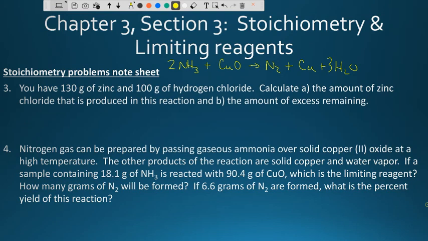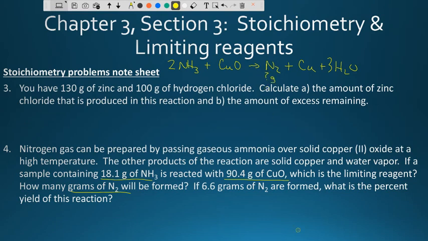So the question is, the other products are going to be this. We see that we have this many grams of ammonia. We have this many grams of copper oxide. Which is the limiting reagent? Now, here's the trick, guys. Don't answer that question yet. I look to the end and say, oh, they're ultimately asking for this. So let's just solve for that.